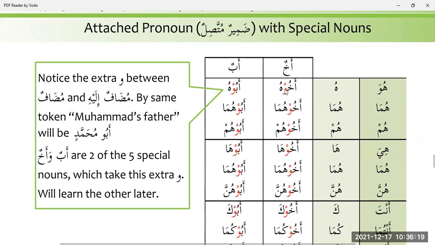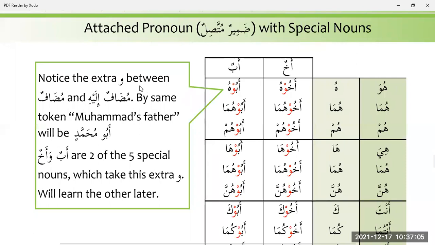Akhuhu. You see here in red, we have added an extra vowel. Akhuhu, abuhu, akhuhuma, abuhuma, akhuhum, abuhum. This is only for the 5 special nouns: akhun, abun, famun, zu, and hammun. They are the 5 nouns. We only use the extra vowel for them when they are mudaf. In other cases, we don't use the vowel.